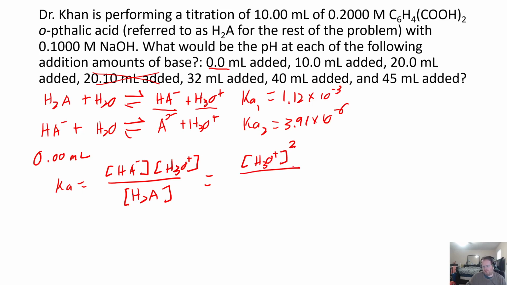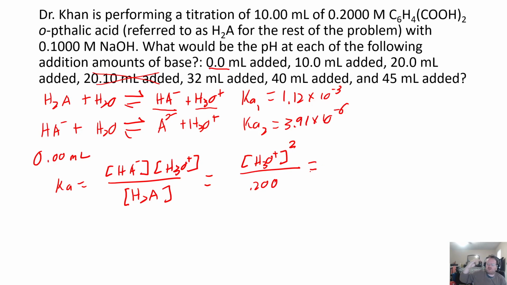Then in the denominator, the other thing I'm going to say is that when we form HA minus, not very much is going to form compared to H2A. For this reason, we're not going to lose very many H2A molecules compared to what we have at the start. And therefore, the concentration is going to stay constant. So I'm going to say this is still 0.200 molar.